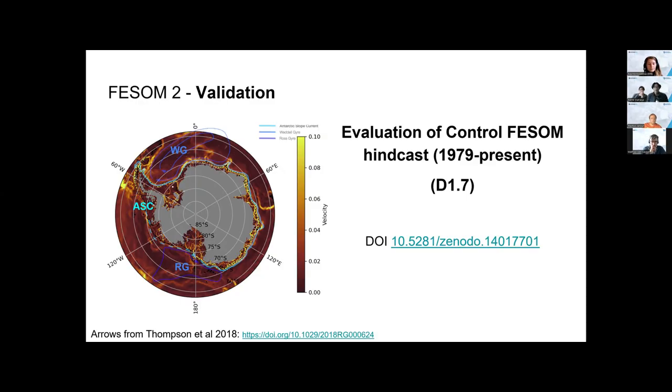This is just part of the validation of the model, and that's the part that I wanted to show you now, because that's what serves as the basis for the next analysis I'm going to show. But if you are interested, you can read the complete validation of the model in the link provided or in this Zenodo file, the deliverable 1.7 from Ocean Ice. Next.